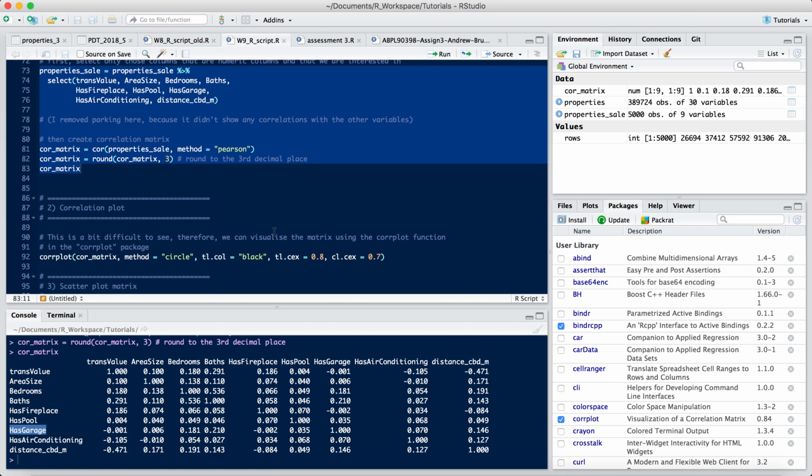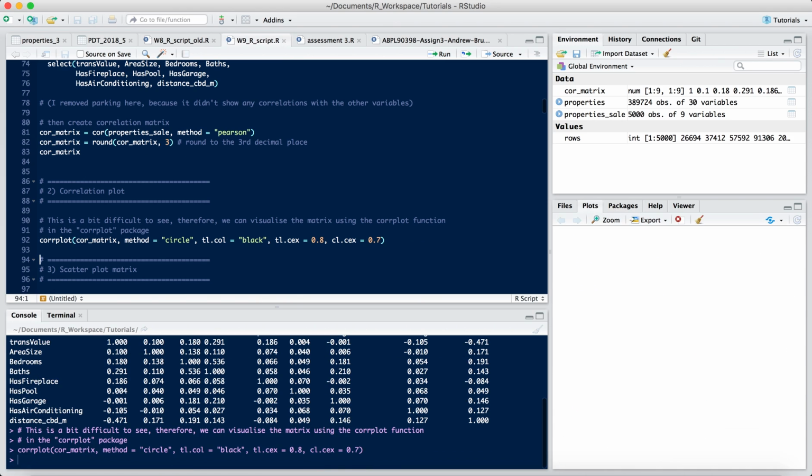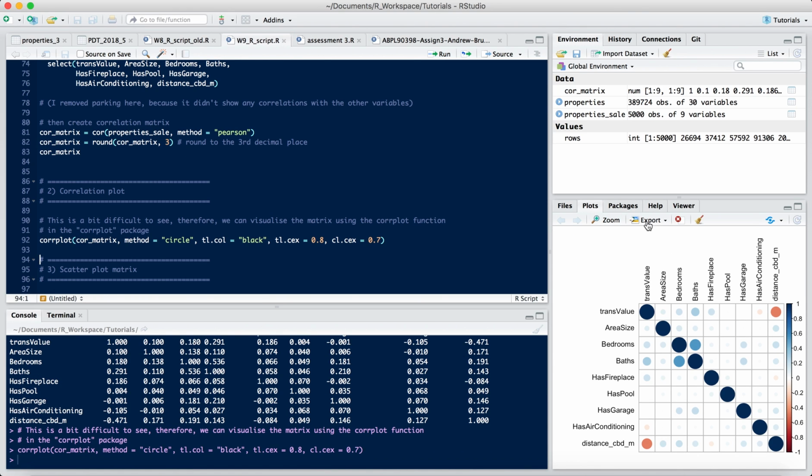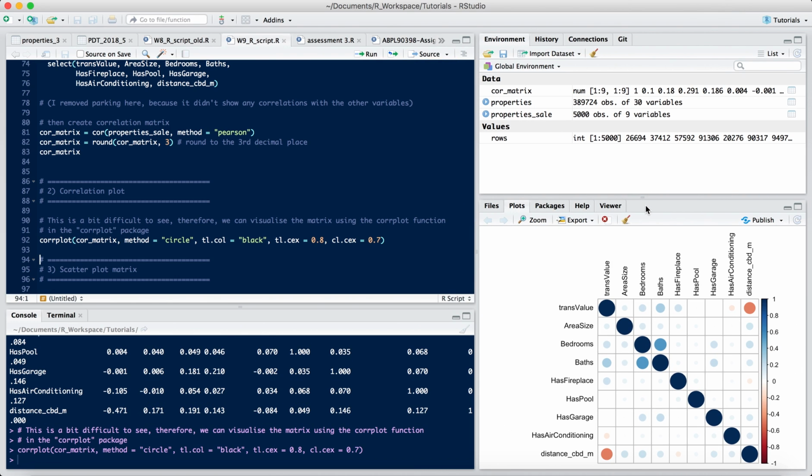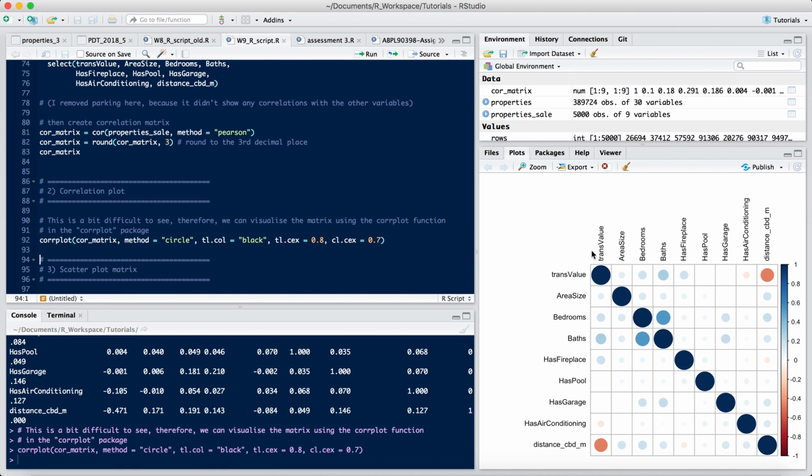Corrplot is a package which allows you to look at this a bit more visibly. So let's look at it. You see on the right side here, we now have a new plot which has all of the parameters and how much they correlate as indicated by color, positive or negative, and strength is indicated by the diameter of the circle, which is quite handy. The first thing we see is that distance and transaction value are very strongly negatively correlated. Bathrooms and transaction values, as well as bedrooms, are correlated. And we also see that there is a cross-correlation between bedrooms and bathrooms.